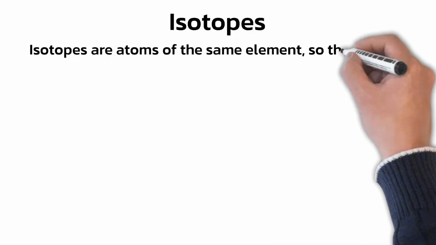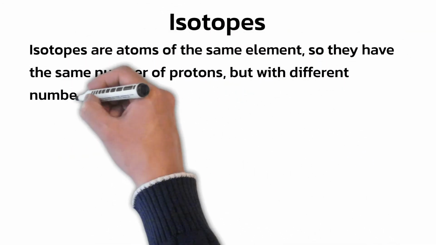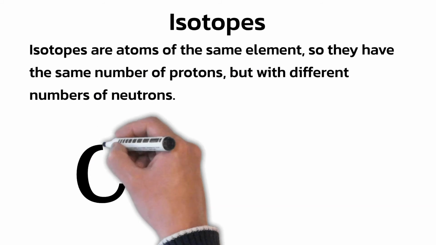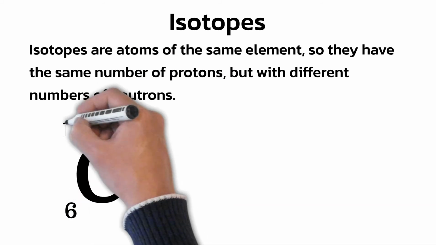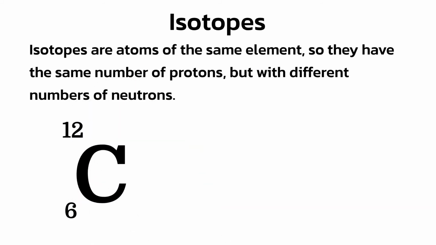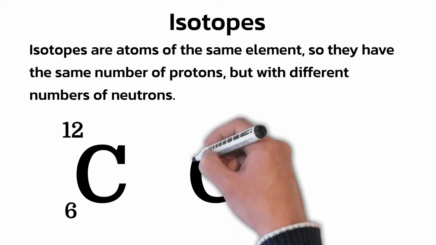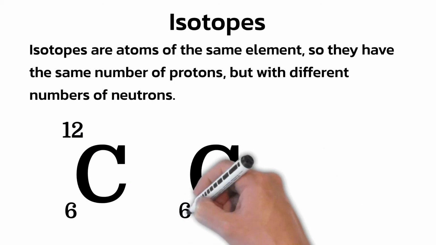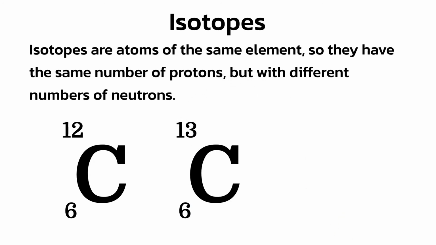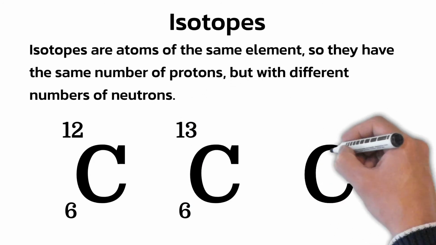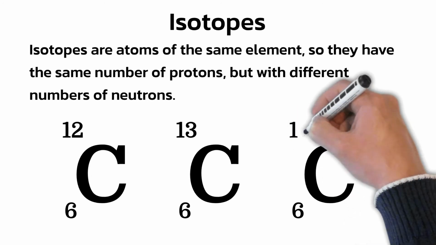Isotopes are atoms of the same element, so they have the same number of protons, but with a different number of neutrons. Most carbon atoms have a mass number of 12 and an atomic number of 6, so they have 6 protons and 6 neutrons. But a small number of carbon atoms in any sample will have a mass number of 13 or 14, meaning they still have 6 protons but 7 or 8 neutrons.